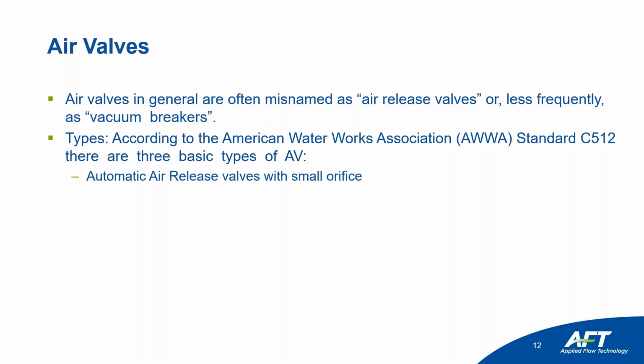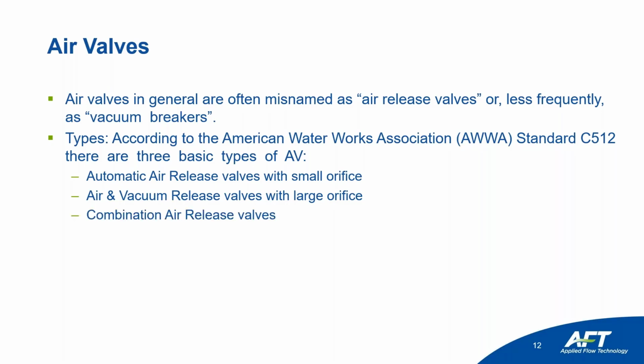Automatic air release valve with small orifice, air and vacuum valve with large orifice, and the combination of both, which is called combination air valves. So let's take a look at each one of them and how they operate, because it's crucial to understanding how to model them in AFT Impulse.